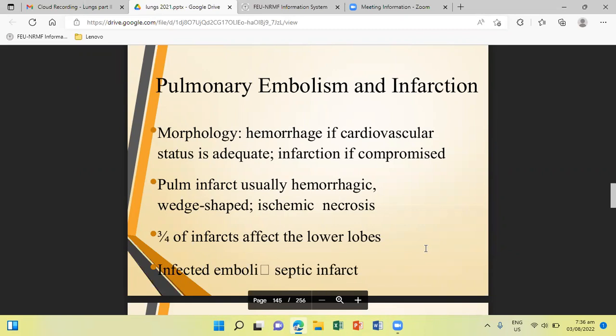In the lungs, the usual site of lodgement, as I have said, would be the main pulmonary artery or its major branches or at the bifurcation. This is what we call saddle emboli. Smaller emboli may travel out into the more peripheral vessels where they may cause hemorrhage or, as I have said, infarction, like the image I showed you a while ago.